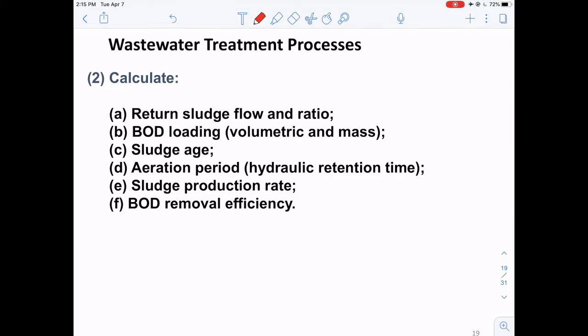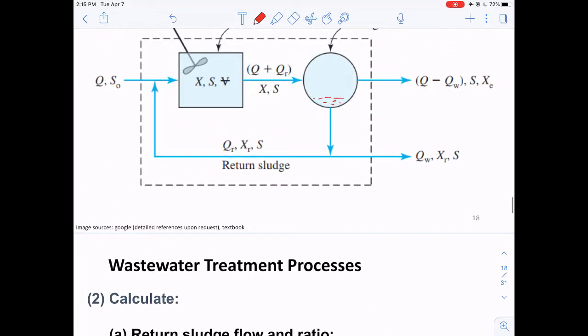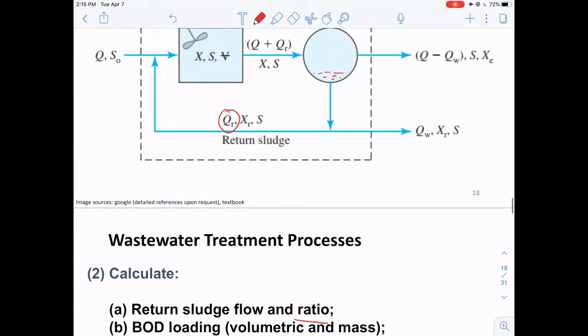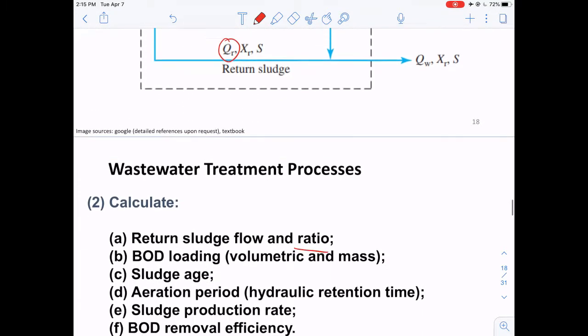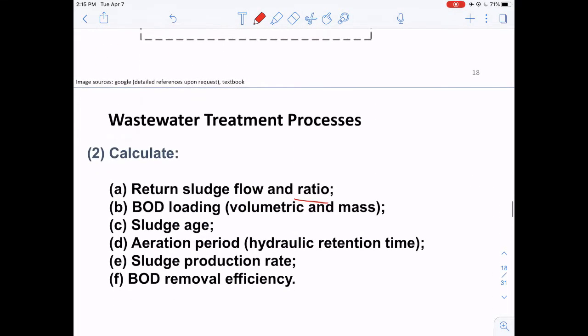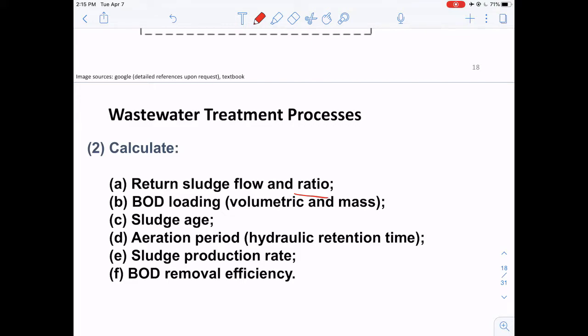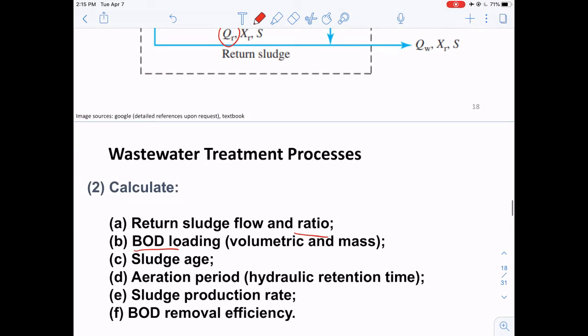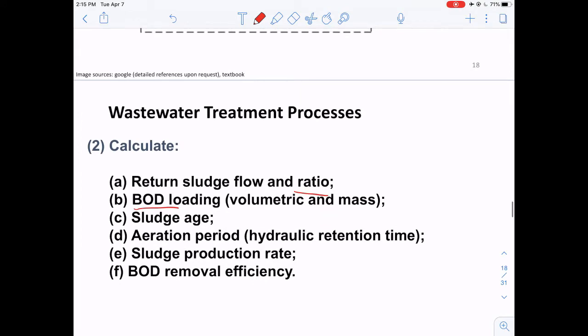So it wants us to calculate the following parameters, including the return sludge flow and ratio, right? The return sludge flow is just the QR here. The return sludge ratio is going to be the QR divided by Q, so that's the ratio compared to the total inflow rate. It also wants us to calculate the BOD loading, which is the total BOD that's introduced into the aeration tank here.